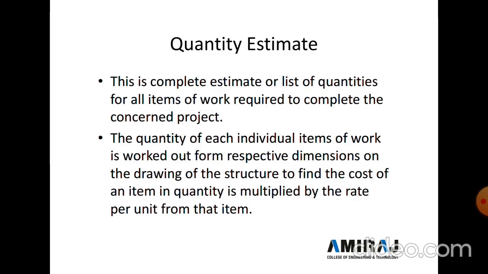Now the next type of estimate is the quantity estimate. This is a complete estimate or a list of the quantities for all the items of work required to complete the concerned project. The quantity of each individual item of work is worked out from the respective dimensions on the drawing of the structure. To find the total cost, the item quantity is multiplied by the rate per unit for the item.